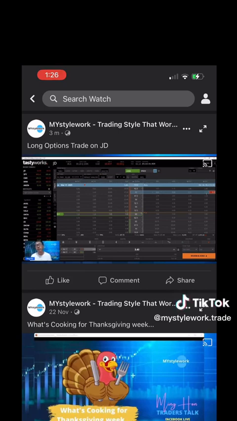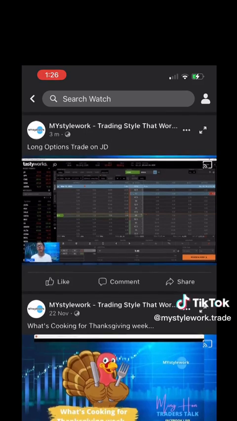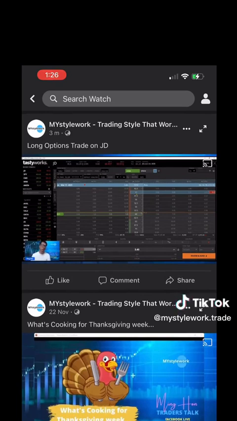And why 45? 45 has a delta of 15, meaning that there is an 85% chance JD price within 100 days won't go down to $45. So you have an 85% chance to use this $4 to protect your call here and also buy time for JD price to move up. So this is the trade setup.